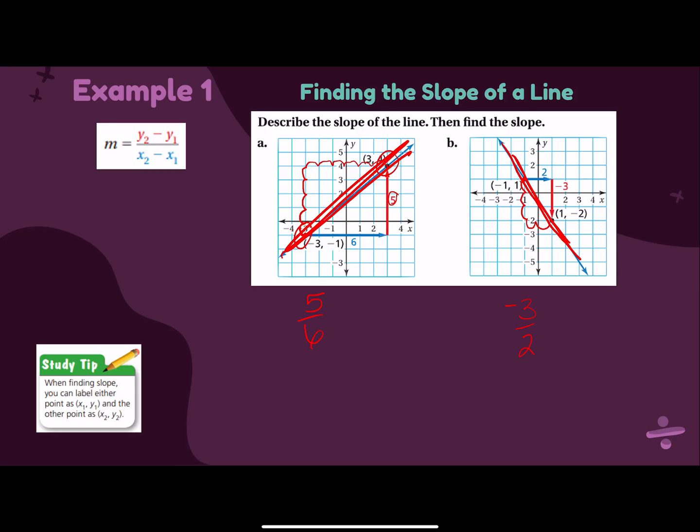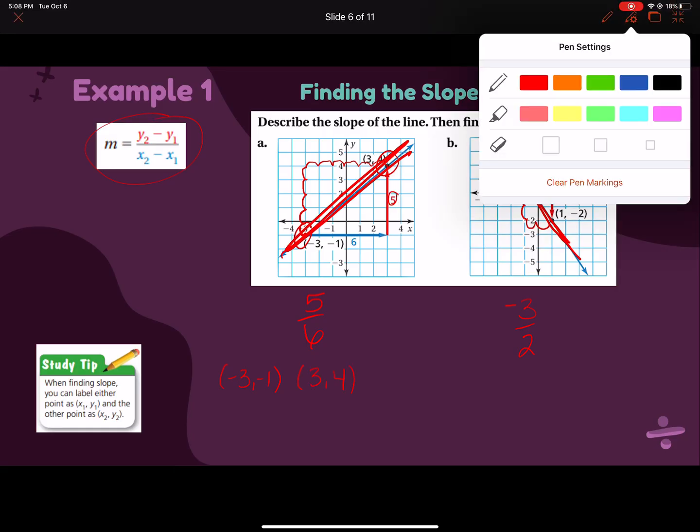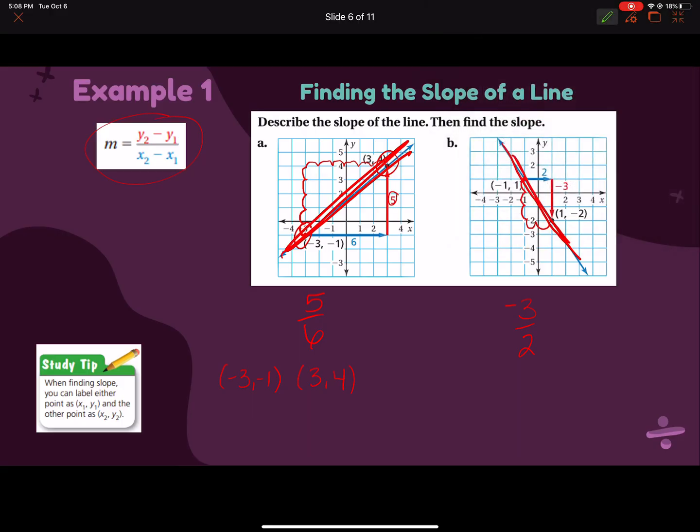Okay, let's try the two ordered pairs that it gave us with this formula. So I have an ordered pair here, -3, -1. And I have another one up here, +3, +4. Okay, I can go ahead and designate these. Let's make this x1 and y1 and this x2 and y2. And then I'm going to plug them into this formula up here.